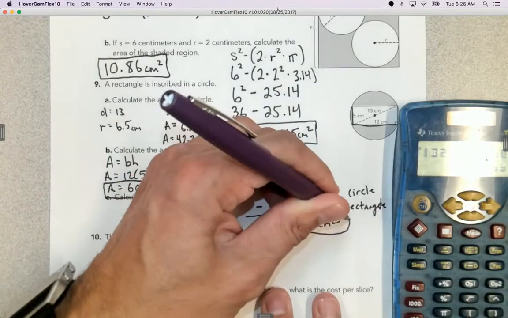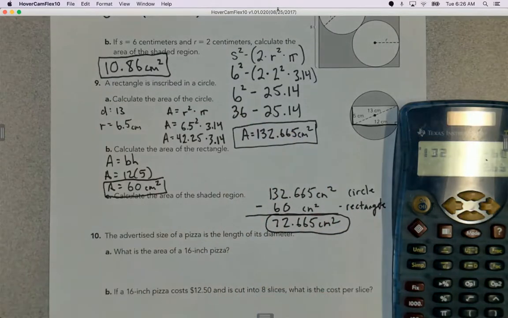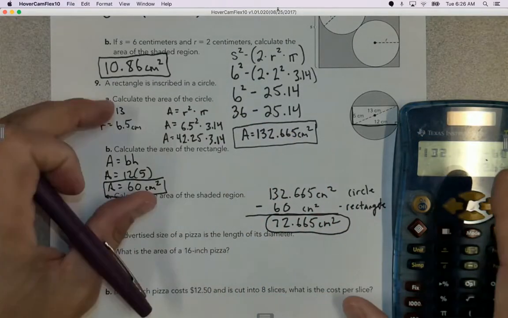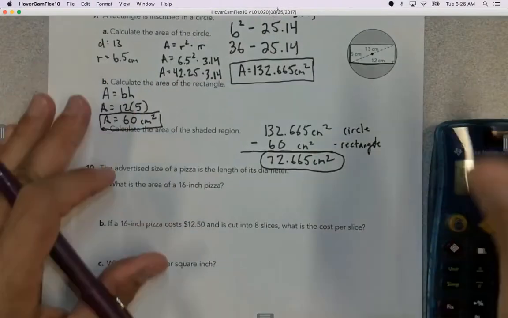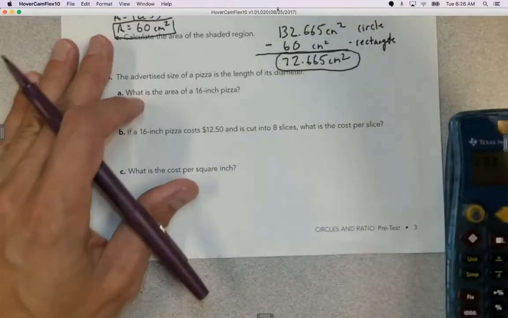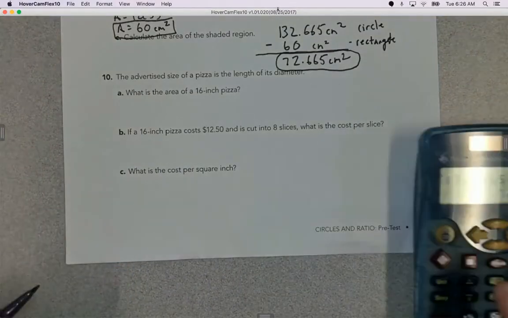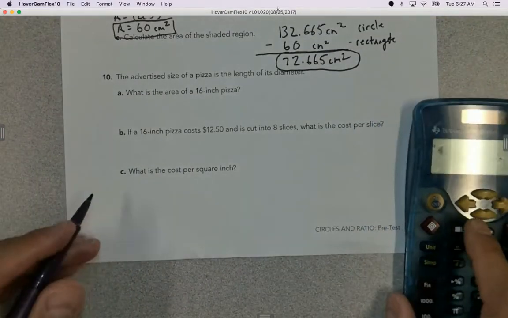That should be my shaded area. Okay, this one you should have done well on because it was on that second formative, and so it should have been something you could have gotten taken care of if you were paying attention when you got your formative back.